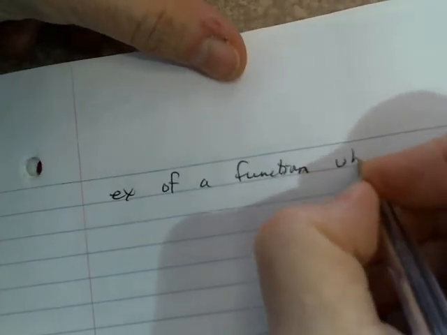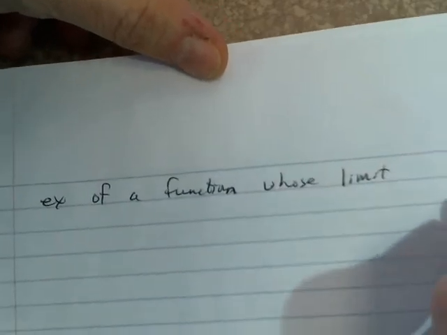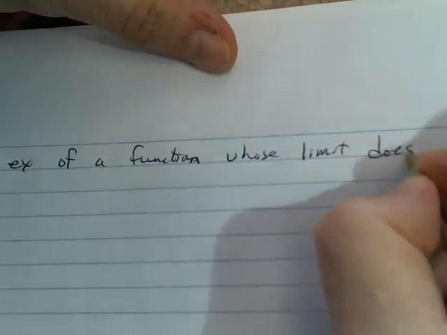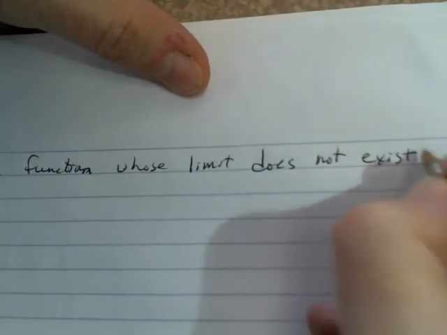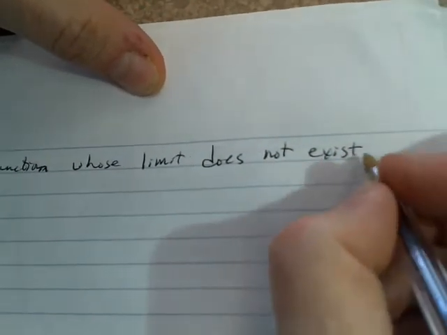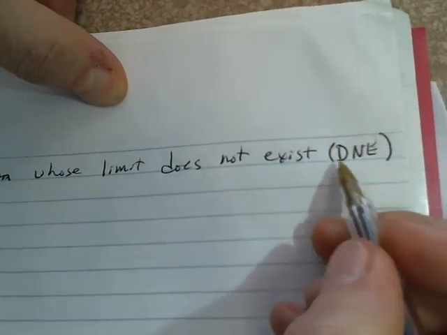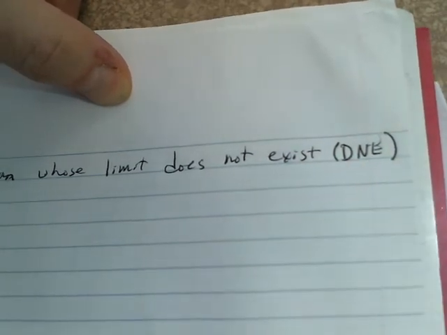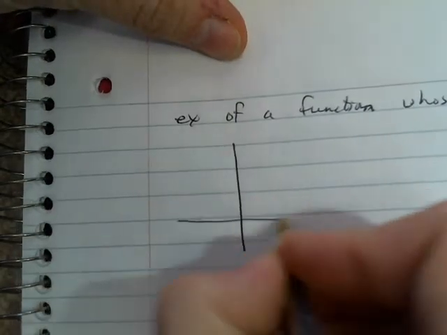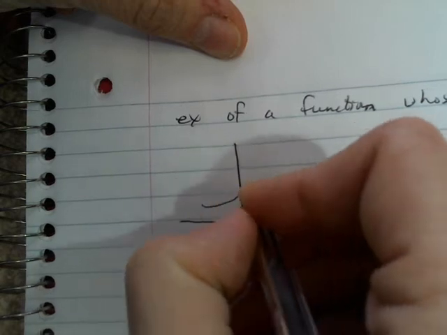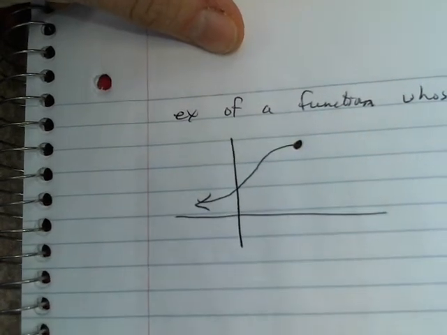Example of a function whose limit does not exist. And when we say it does not exist, we can just write that as DNE. DNE is the abbreviation in limits for does not exist. So I'm going to give you just a quick graph of a function. Let's say we have a graph that's coming up like this that ends here and goes to the left forever.